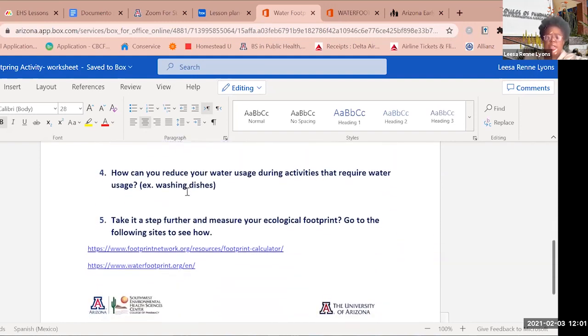At the end of this activity, we give students a chance to find out what their ecological footprint is and how it compares to the national averages.